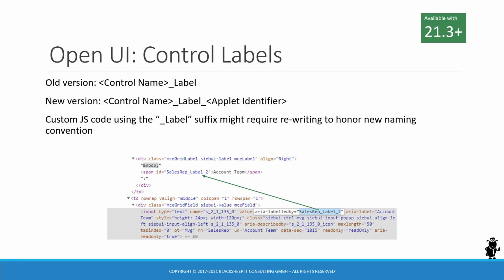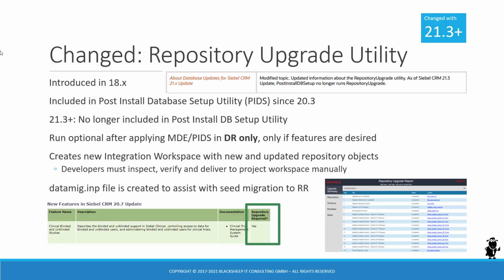We are all familiar with the post-install database setup utility, or PIDs, which was introduced in 20.3, so 1 year ago. It manages the post-update processing that needs to happen in terms of importing additional seed data that is necessary to support some of the new features, to make repository changes, and so forth.